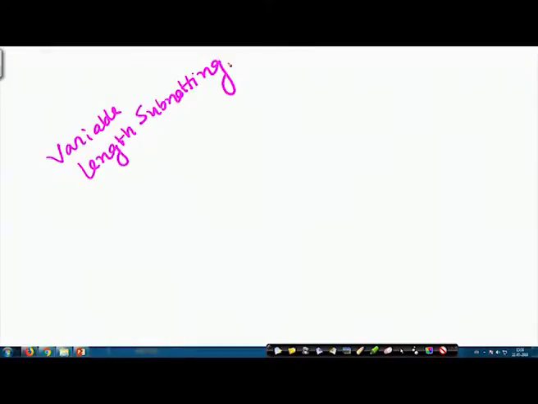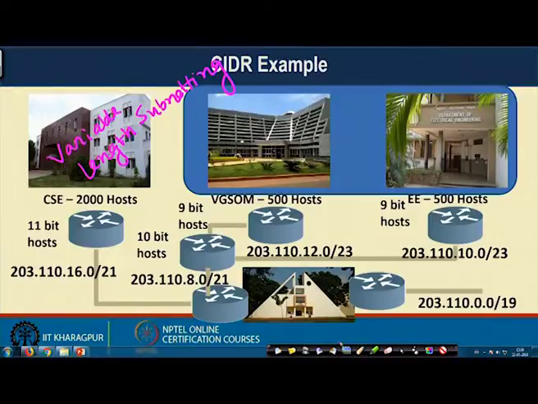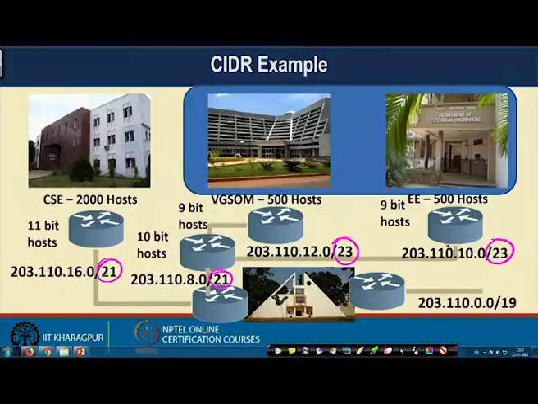In this particular example, here we are actually using something called fixed length subnetting. Whenever we are breaking this entire thing into two subnets, for both the subnets we are using /21 as the net mask. Similarly, in the second level, when we are dividing it into VGSUM and E, we are again using /23 for both cases, the equal length or fixed length subnet mask or net mask.